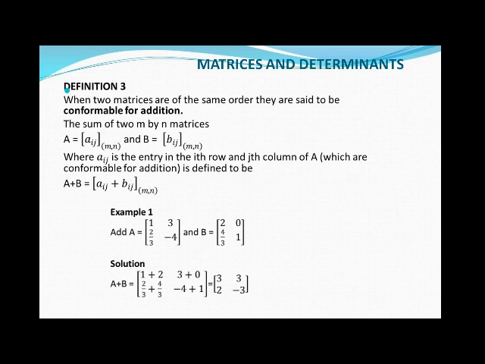So let's look at the solution here. A plus B. The corresponding elements of those two matrices are to be added together, which means 1 will be added to 2, 3 will be added to 0, 2 over 3 will be added to 4 over 3, and minus 4 will be added to 1. If that is done, you will find the sum to be 3, 3, 2, and minus 3 at the end.